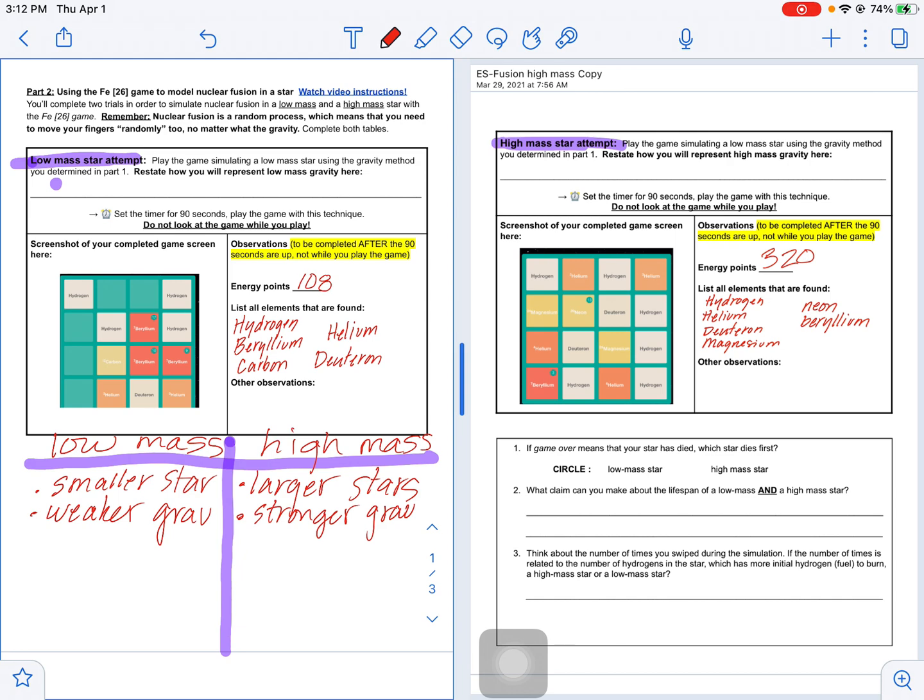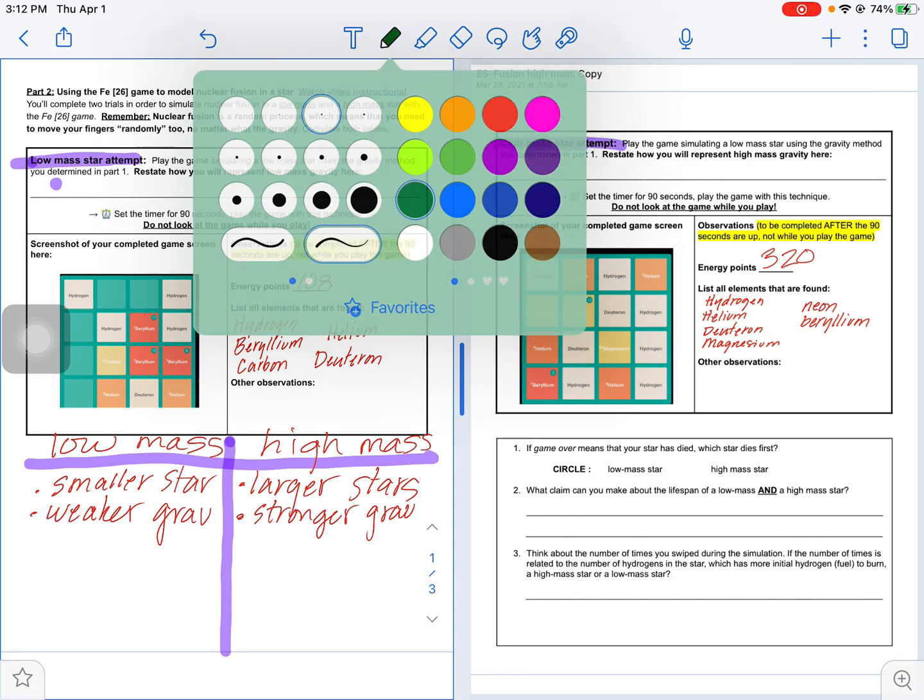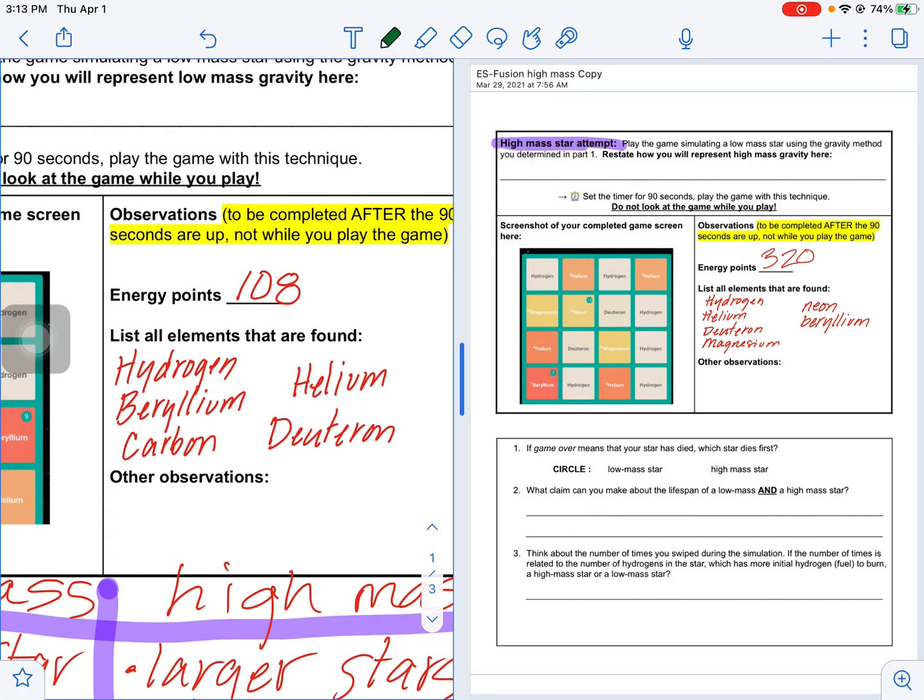And so here's what we did upon comparing our two attempts, low mass and high mass: first we looked at these energy points. And we have to remember what those energy points are representing. Those energy points are essentially thinking about how much energy the star is making. And the reason the star is making this energy is because of fusion. So if there's more fusion happening, we should see more energy points.